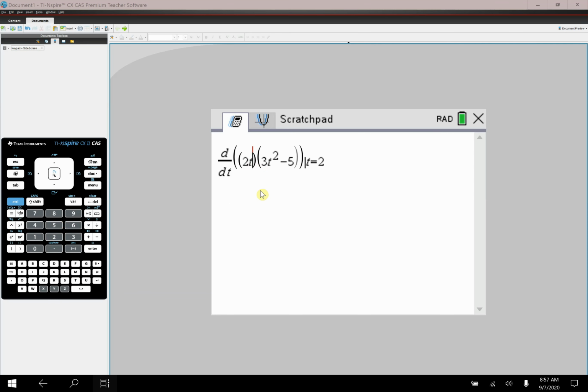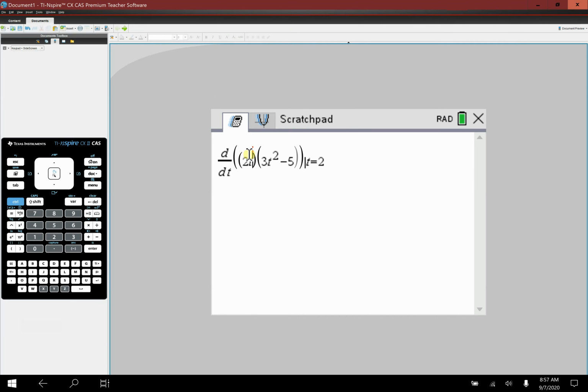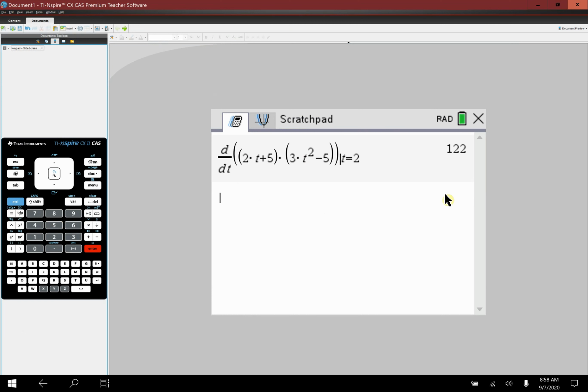And jumping back, that is unfortunate, poor memory. 2t plus 5, 3t squared minus 5. Okay, so I just need a plus 5. Here's all this, and I'm going to hit enter, and it'll say your answer is 122. Well, your calculator's not wrong. Your calculator is going to do the right stuff.